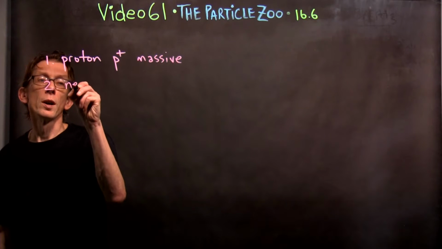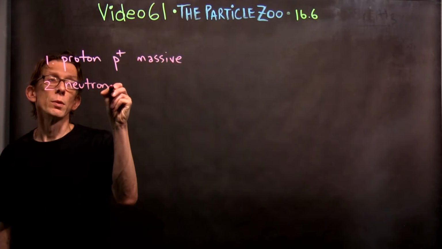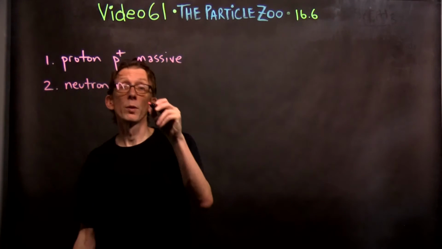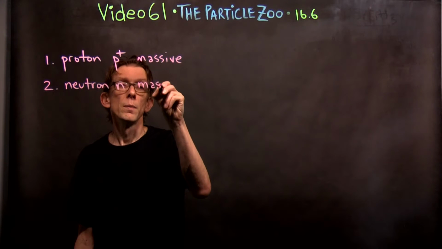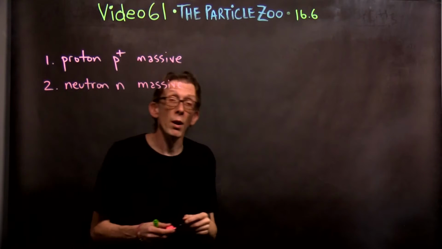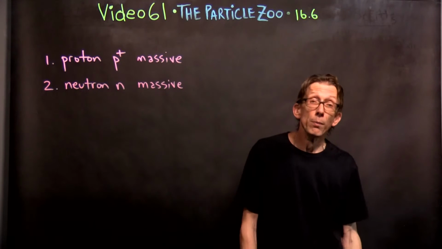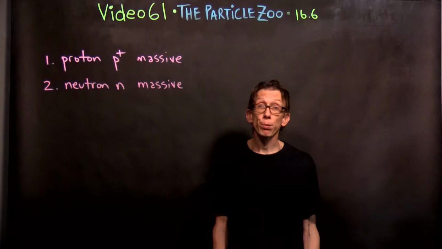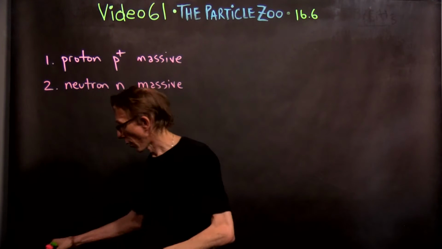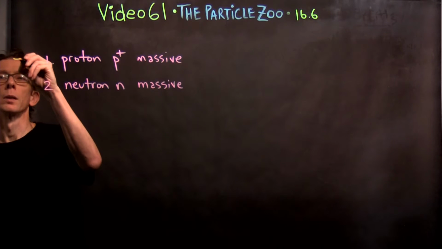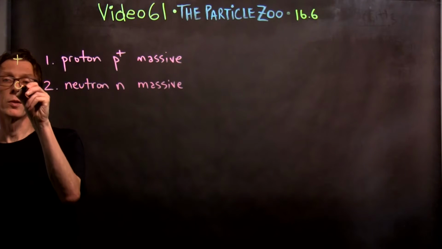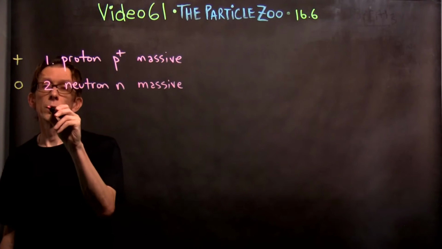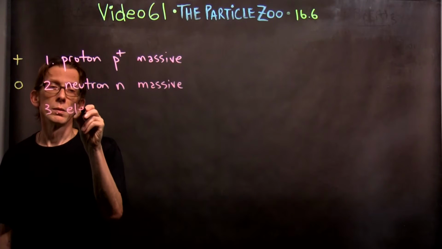Number two is the neutron. Its symbol is just a plain old N. It has approximately the same size as the proton, so it's also massive. I'm not going to give numbers. I'm just going to let you know that it's a jumbo particle. So we've got our positive proton. The charge of the proton is positive. The charge of the neutron is 0. No charge at all.